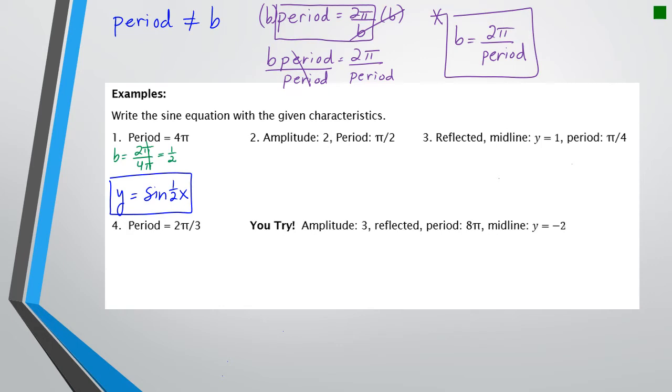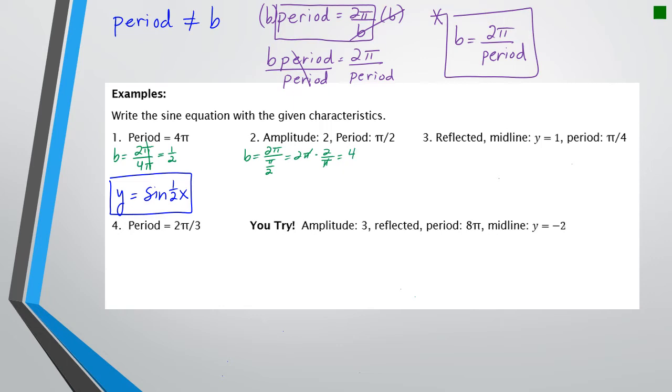Number 2, there's an amplitude change, and there is a period change. So the first thing I need to do is figure out what my b value is. So we're going to use the same formula, 2 pi over b, 2 pi over the period, which is pi over 2. And now we're going to have to take that and do a little bit of work because it's a fraction in a fraction. So this is going to turn into 2 pi times the reciprocal of pi over 2, which is 2 over pi. The pi's are going to cancel out, and 2 times 2 gives me 4. So that's my b number.